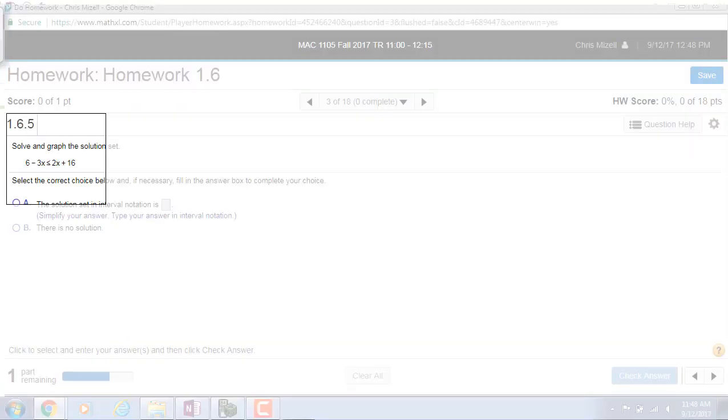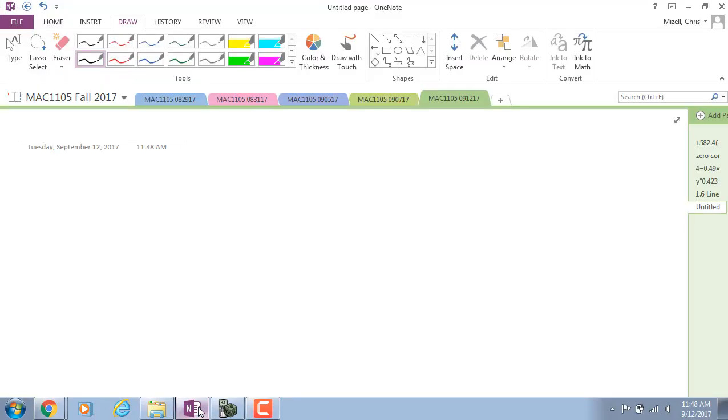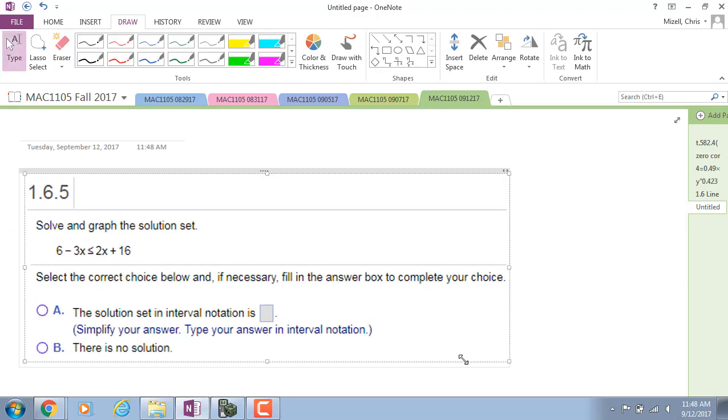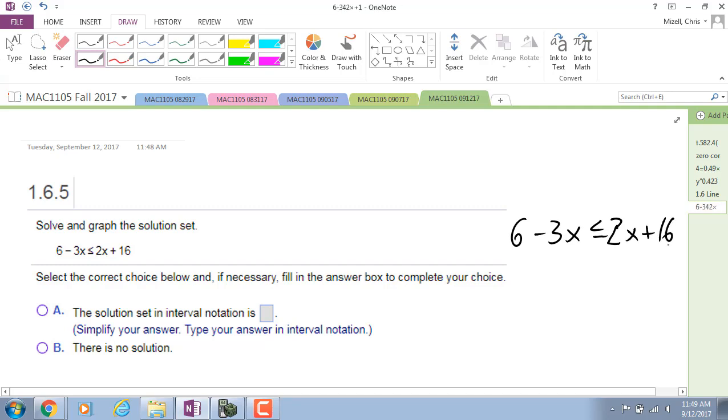So for this one, 6 minus 3x is less than or equal to 2x plus 16. If I'm following the same strategy I would use for solving a linear equation, ultimately I want to isolate the x term, but that means getting the x terms together on one side of the inequality, and all the terms that do not contain the variable on the other side.